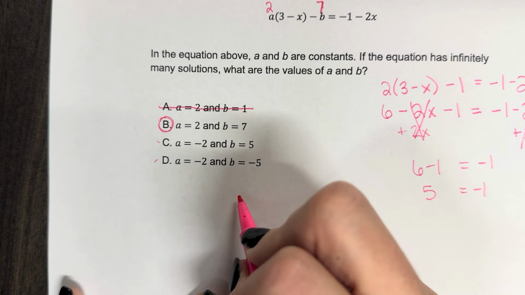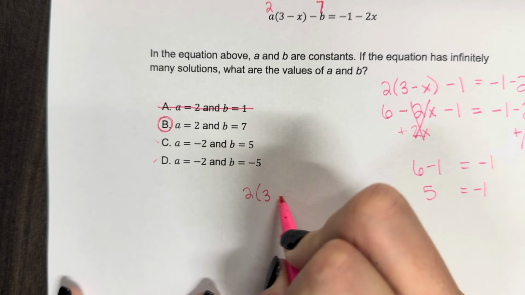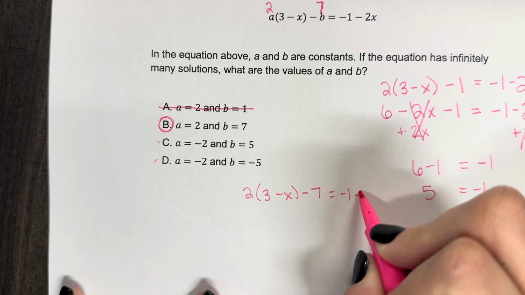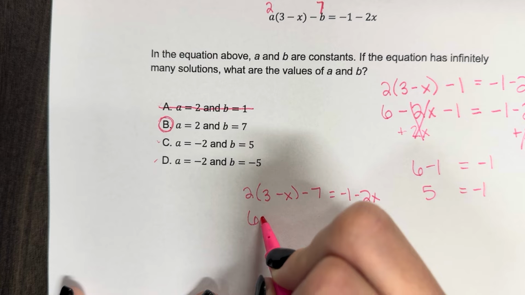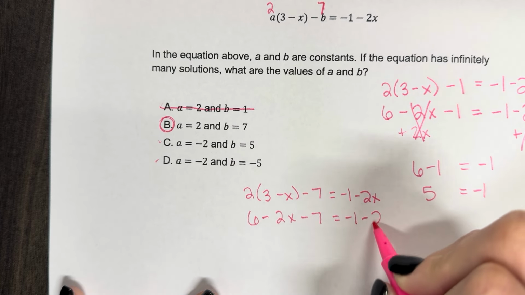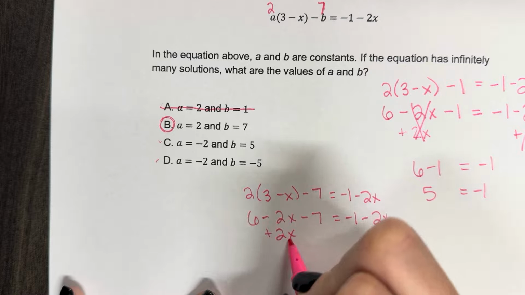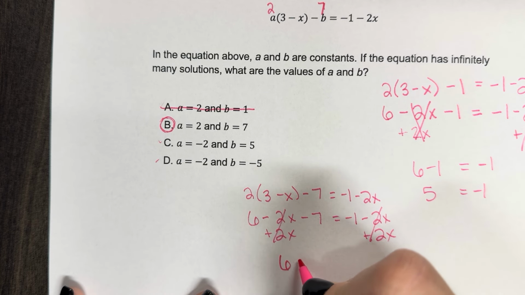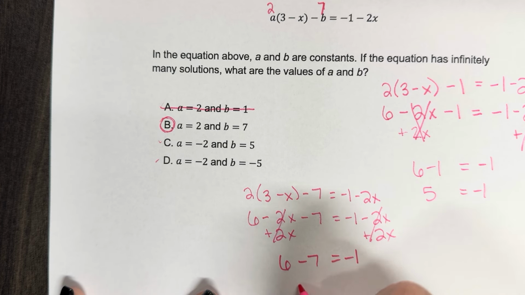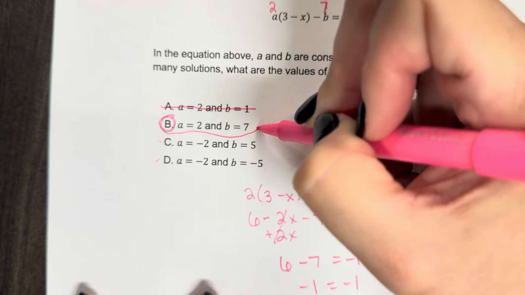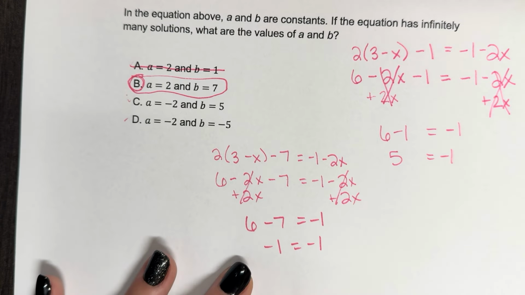Okay, so if I make that substitution, I have 2 times 3 minus X minus 7. Okay, so if I start solving 6 minus 2X minus 7. Right, all these same steps, those cancel, which is great. So now I'm left with 6 minus 7, and 6 minus 7 is negative 1, which is a true statement. So our correct answer would be answer B.